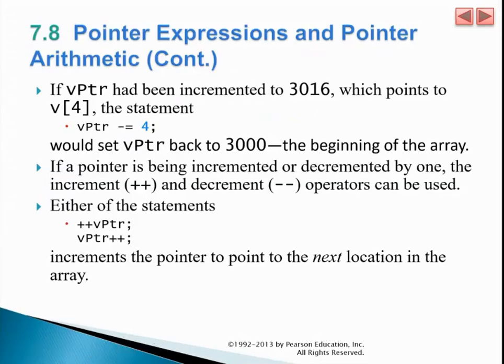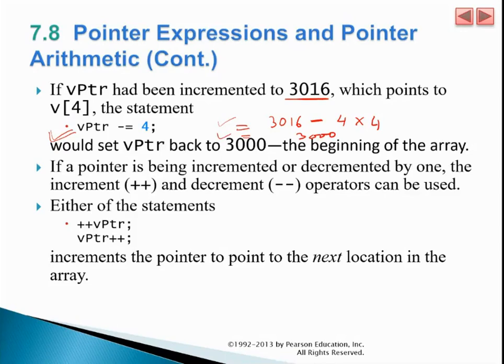Now let's look at the decrementing operation. It works exactly the same way as increment. Suppose v pointer is at this particular location and you want to decrement the value of v pointer by 4, v pointer equal to v pointer minus 4. If we do this, then what happens? We have this starting address, and we will subtract 4 times the size of integer. If the size of integer is 4, then it will become 16. And the value that we will get is actually 3000. So increment and decrement will happen in this way.